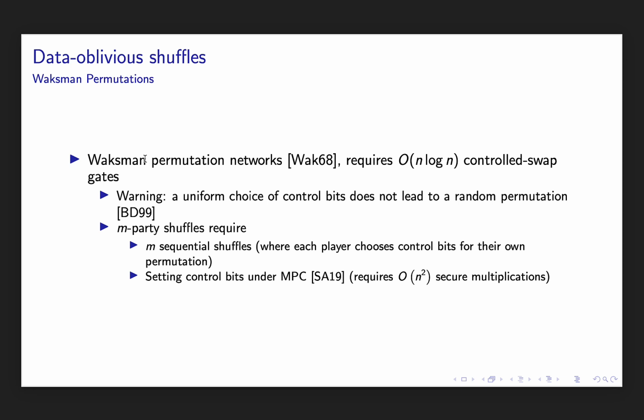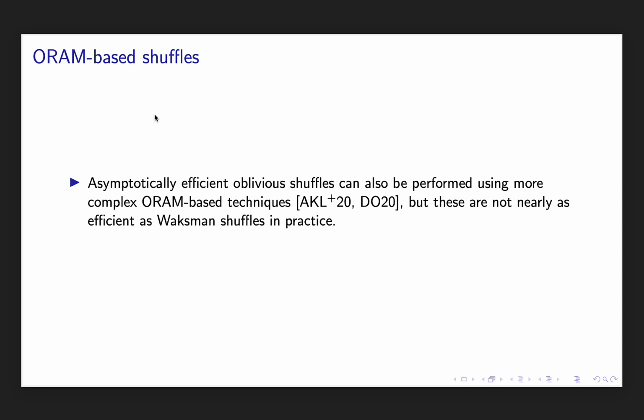And one method for obtaining a data-oblivious shuffle is to use the Waxman permutation network, which can shuffle n elements using n log n controlled swap gates. And this is fairly efficient in both theory and practice, and we've implemented it in EMP Toolkit. Alternatively, oblivious RAM protocols can be used to build oblivious shuffles, but although these are very efficient asymptotically, they're not nearly as efficient as Waxman shuffles in practice.